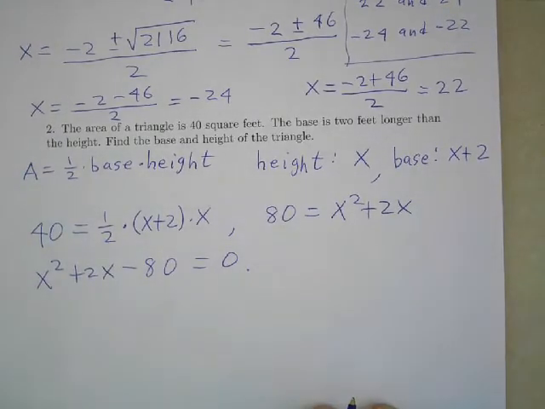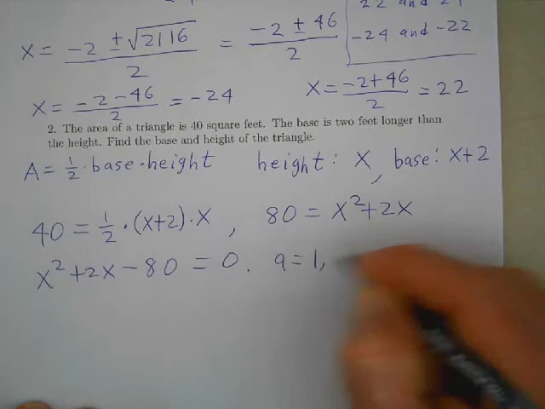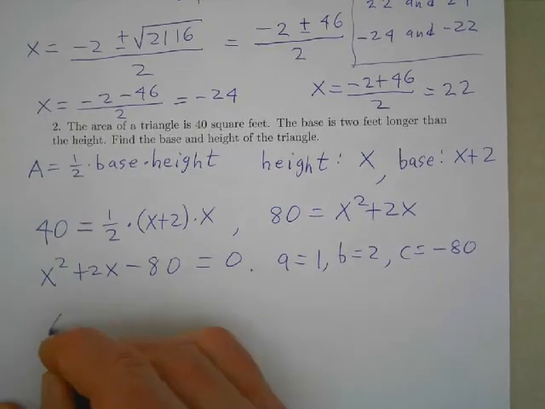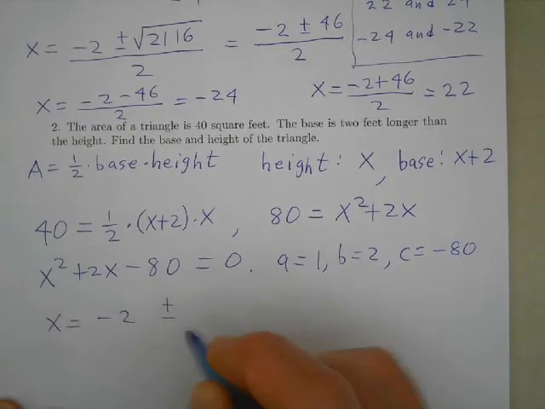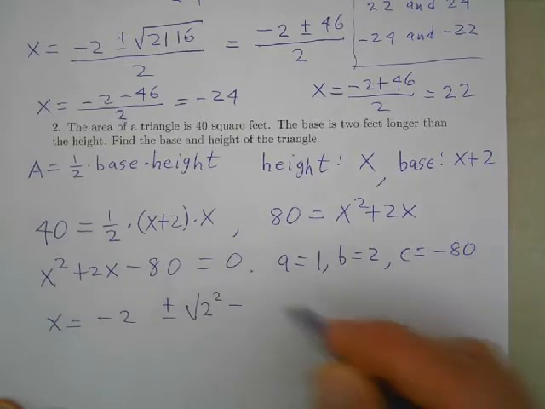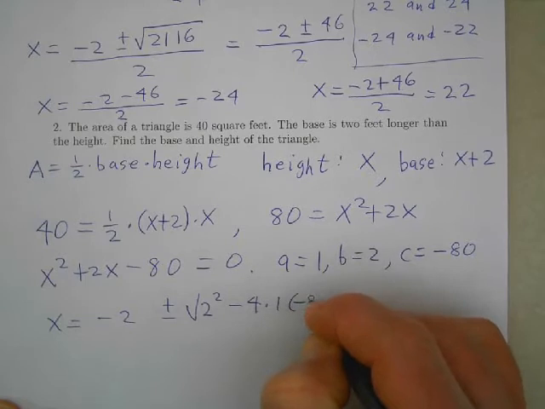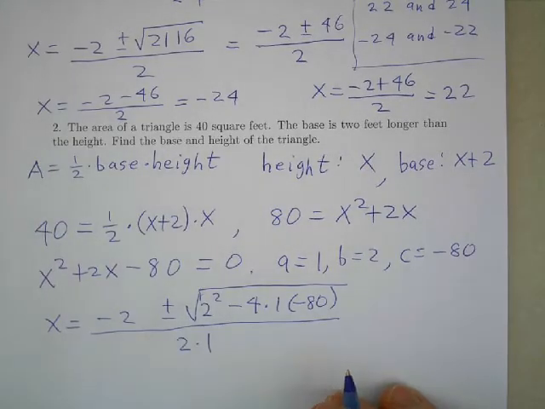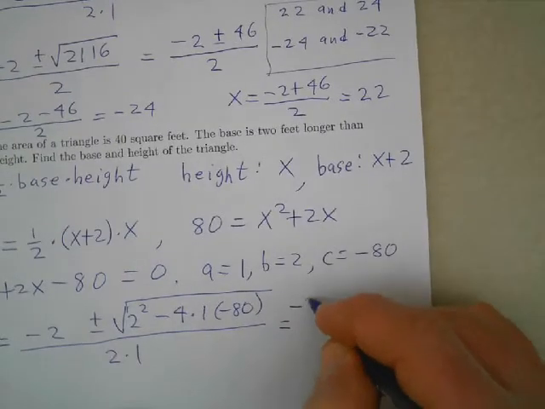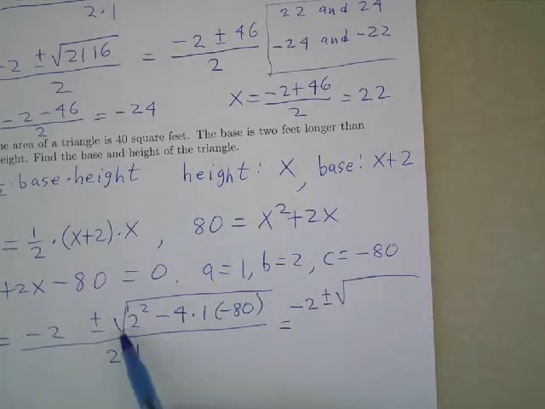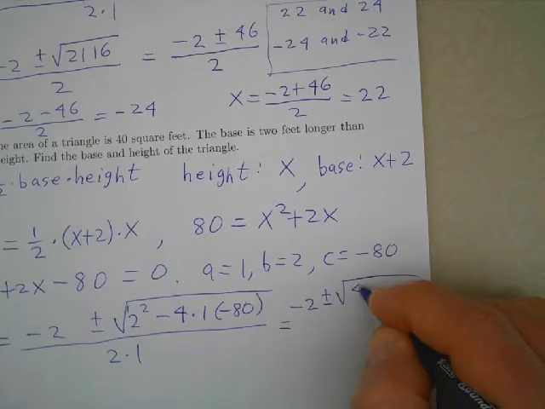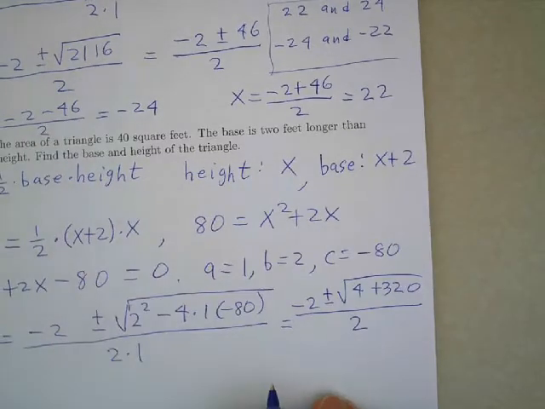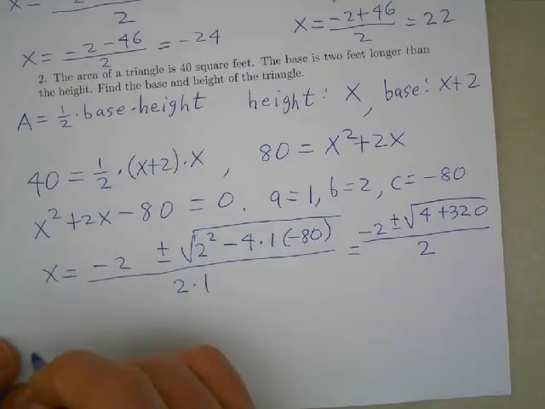And then we can use the quadratic formula where a is 1, b is positive 2, and c is negative 80. Okay, so x equals negative 2 plus and minus the square root of 2 to the second minus 4 times 1 times negative 80. And this is all divided by 2 times 1. And then we write negative 2 plus and minus the square root of 4 minus negative 320, which is 4 plus 320, all divided by 2 times 1, or 2. Okay, then we simplify a little bit more.